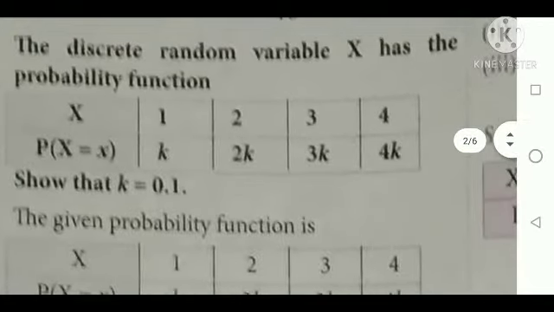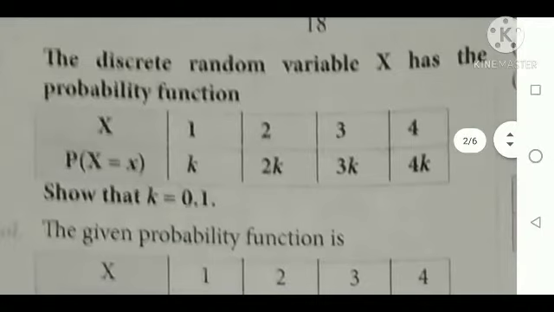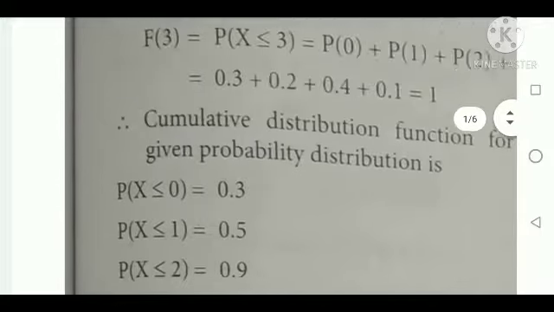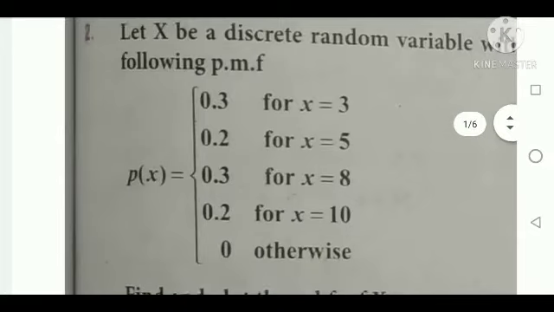Here x equals 1, 2, 3, 4 and the probabilities are k, 2k, 3k and 4k. In order to find the k value, wait. The second question is related to finding the cumulative frequencies. The first question also was related to cumulative frequencies. Here p of x is given as 0.3, 0.2, 0.3 and 0.2. For x equal to 3, it is 0.3. For x equal to 5, it is 0.2. For x equal to 8, it is 0.3. For x equal to 10, it is 0.2, and 0 otherwise.